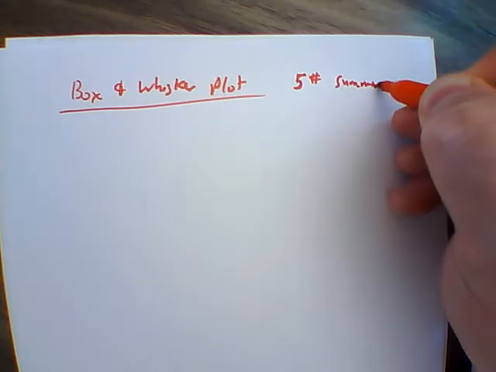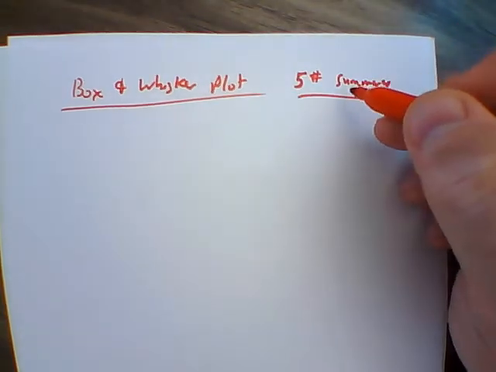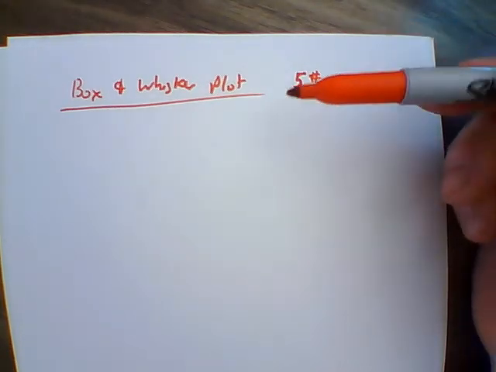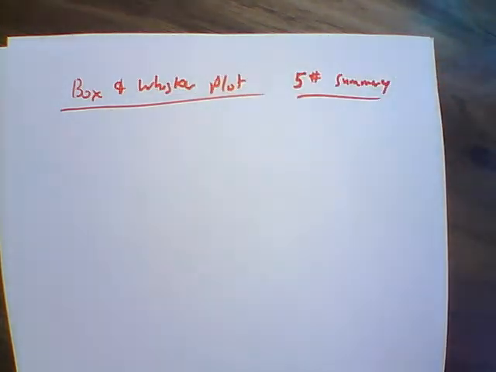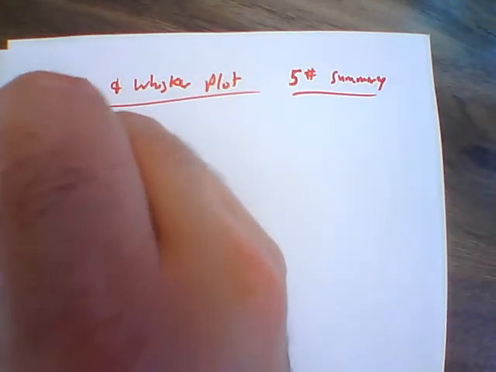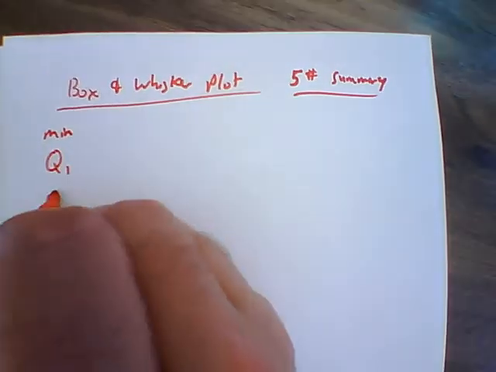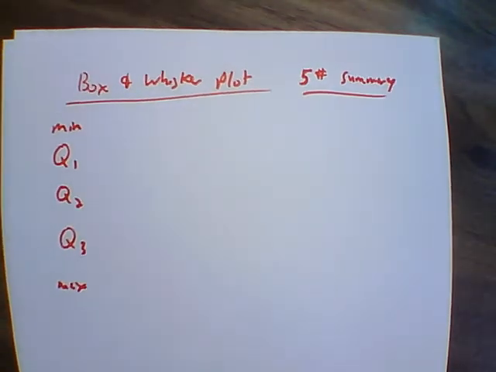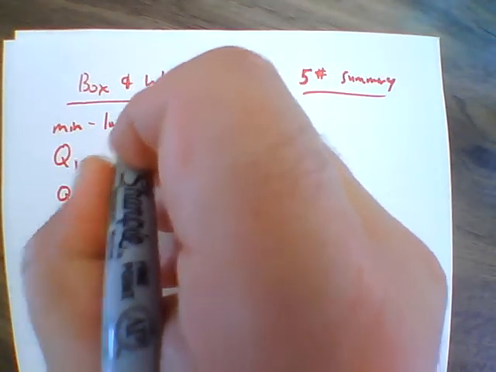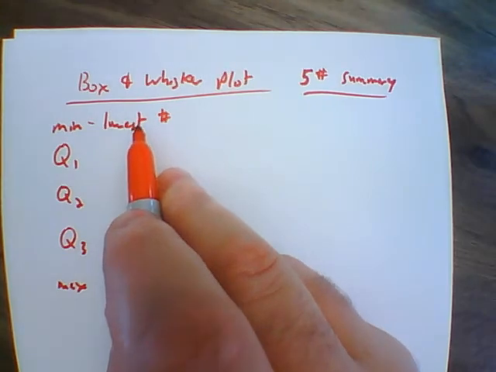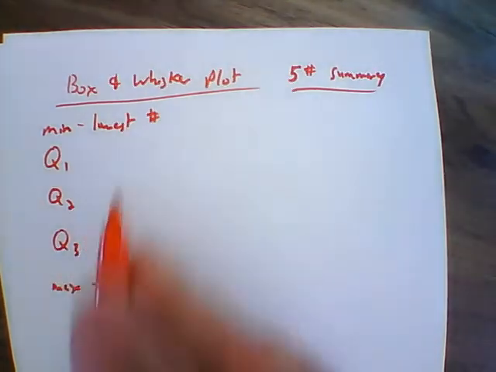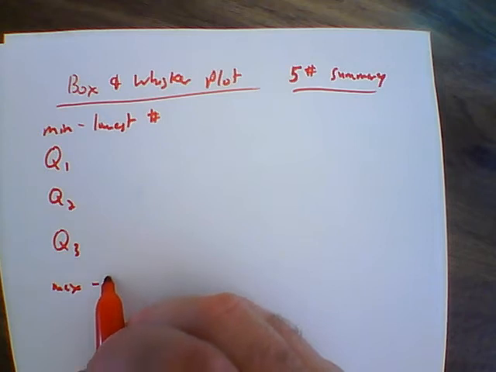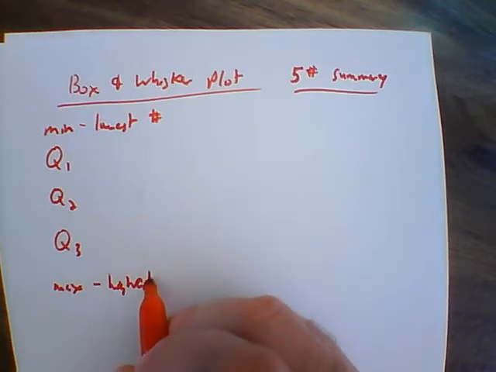5-number summary. Okay, so depending upon what textbooks you're looking at, they might reference some of these things differently. In a Box-and-Whisker plot, we talk about the minimum, quartile 1, quartile 2, quartile 3, and the maximum. Okay, so these are our 5 numbers. The minimum number is the lowest number. It's the value that is the smallest in the set. The maximum is the highest number, or the largest number.